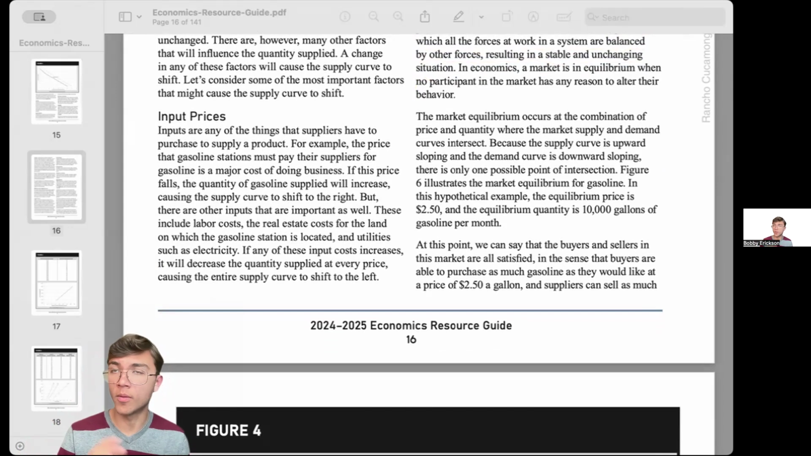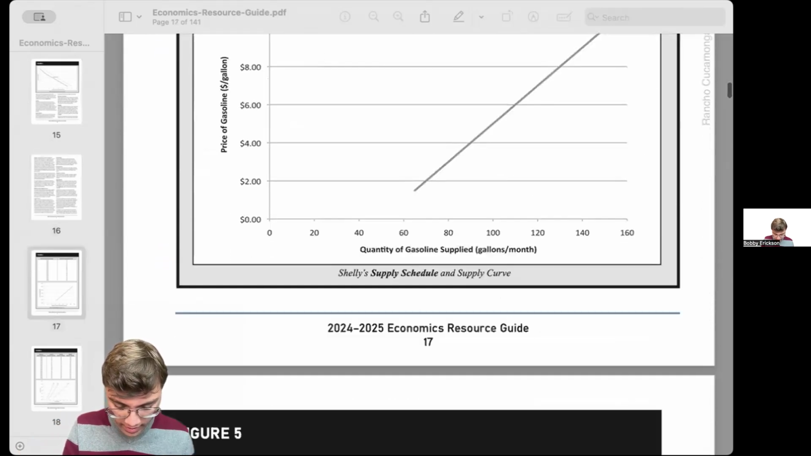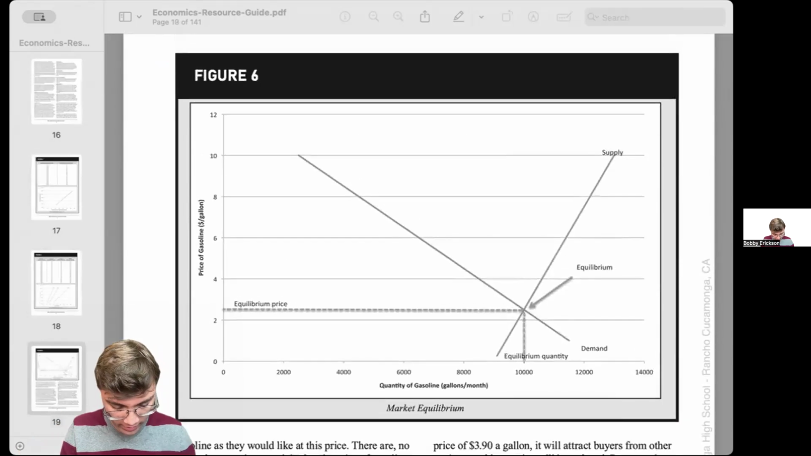We aren't going to intersect at all points. We are going to intersect at one point. And so if we want to take a look at an example here, figure 6 is very important in looking at equilibrium. So let's annotate this a little bit.